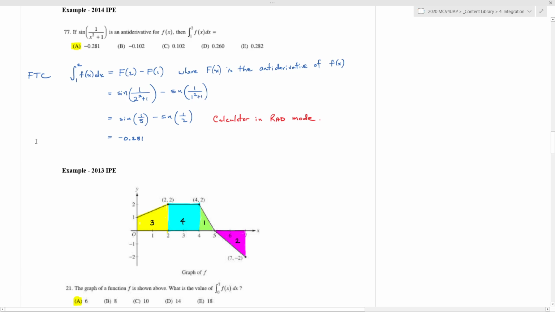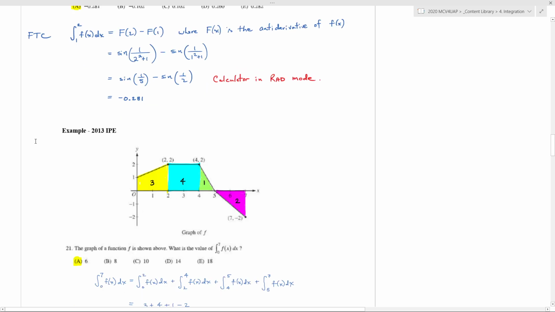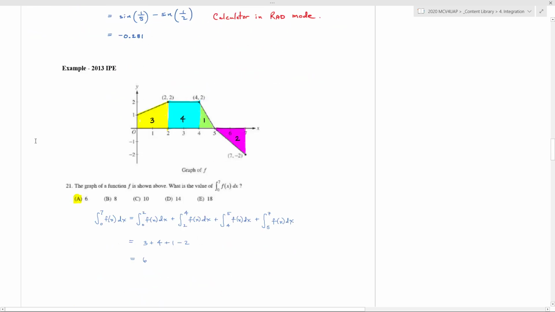The next example, again, we're using properties, whether you realize it or not. Properties of definite integrals comes from IPE, which stands for International Practice Exam. So this was back from a 2013 International Practice Exam. You're given the graph of f. What's the integral from 0 to 7 of f of x dx?